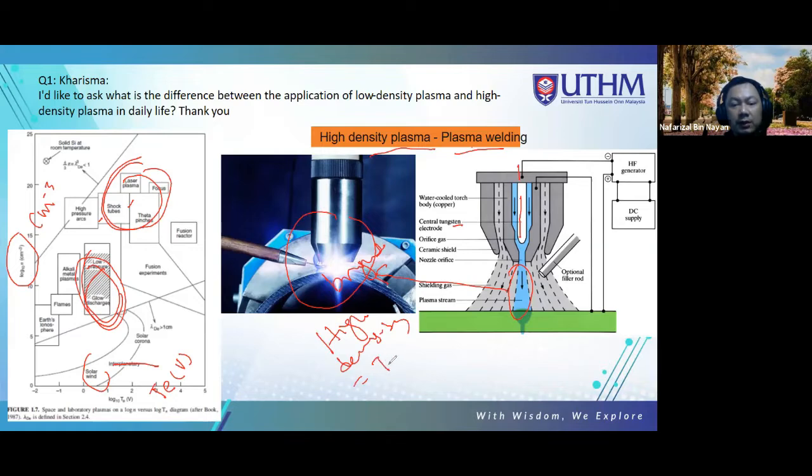That's why it can melt the metal, so that it can be used for the welding application. So this is an example of a high density plasma. They use it for the welding application.